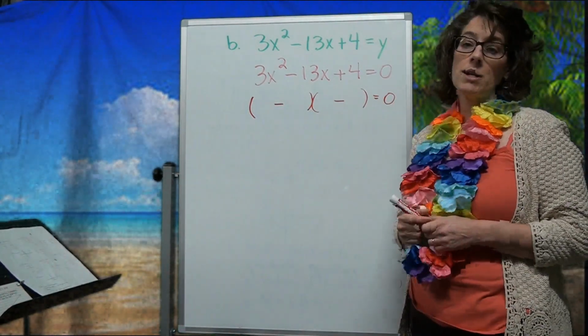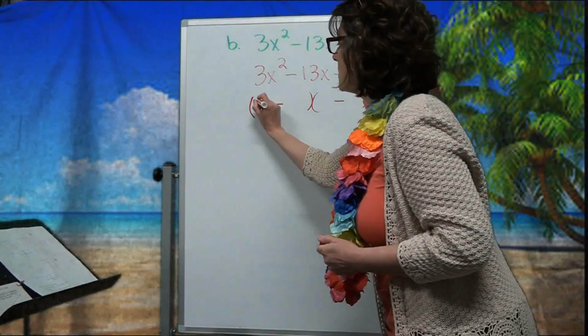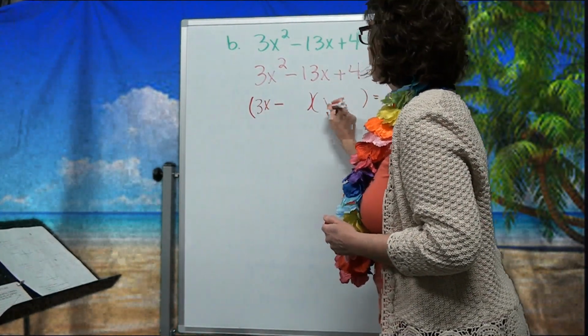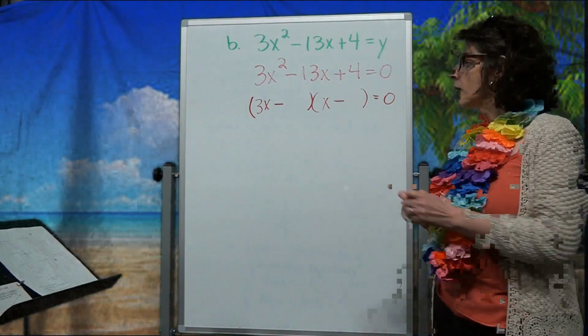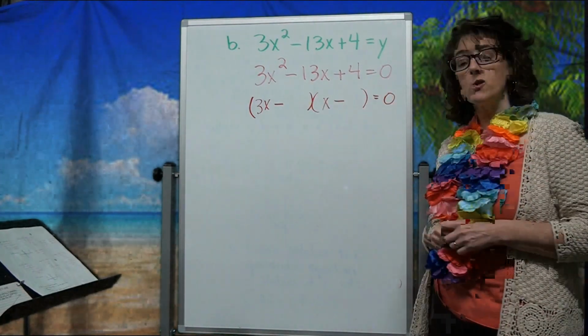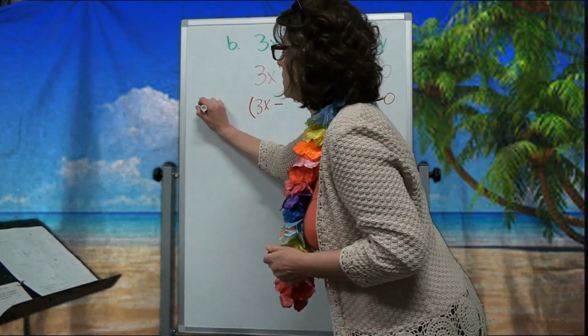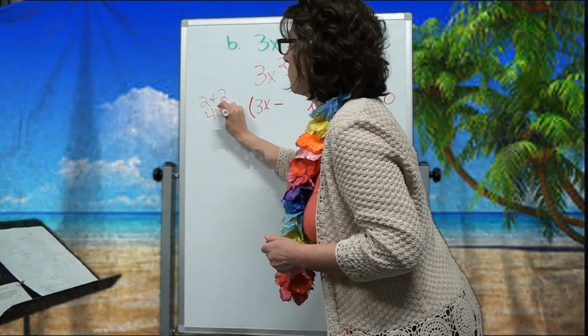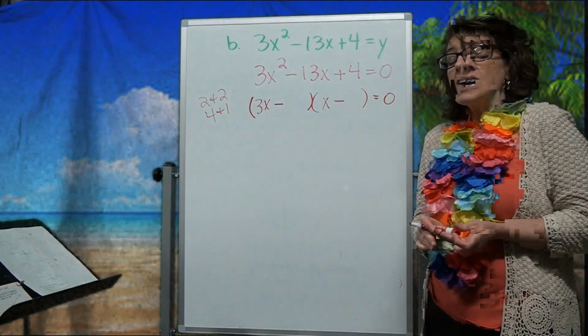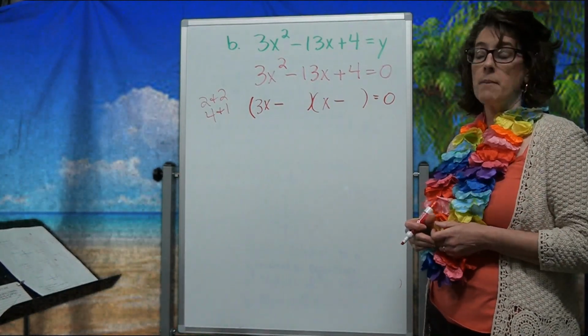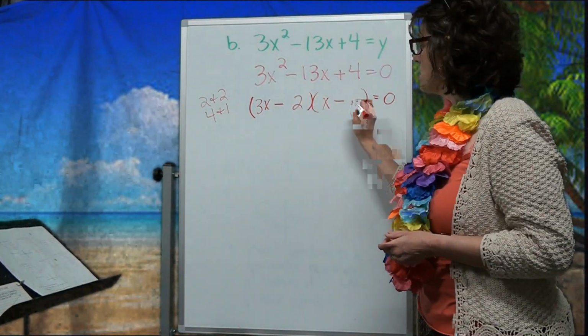There's only one way to split up a 3x squared. It has to be a 3x and an x. So now what I'm going to do is split that 4 up into these back two slots. I have a couple of options. I can either use a 2 and a 2, or I can use a 4 and a 1. So I'm just going to take a guess, pop it in there, and see what happens. So let's try that 2 and that 2.